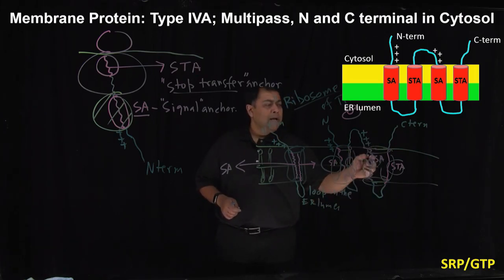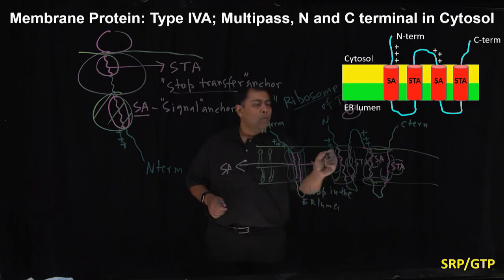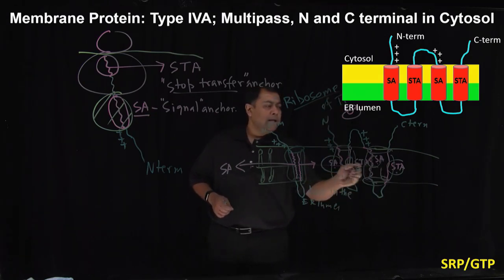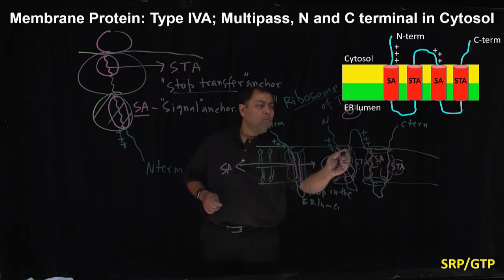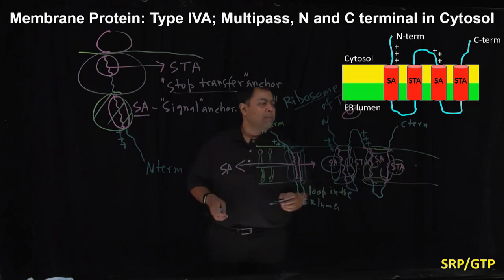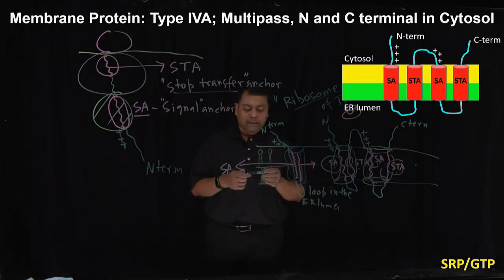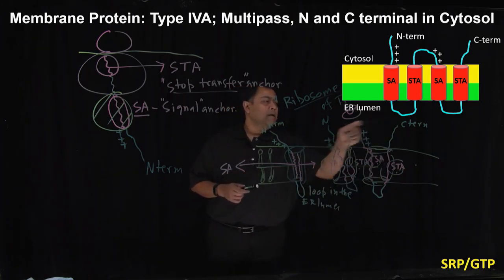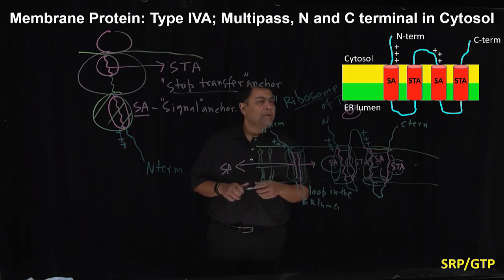And again, remember that the signal anchor sequence is bound to the SRP, which brings that hydrophobic part to be inserted into the translocon, whereas the STA, the stop transfer anchor sequence, interacts with the translocon and arrests translation so that it gets the time to push these two hydrophobic sequences into the membrane. And then once it's in the membrane, then the rest can actually resume. So that is your type 4A.